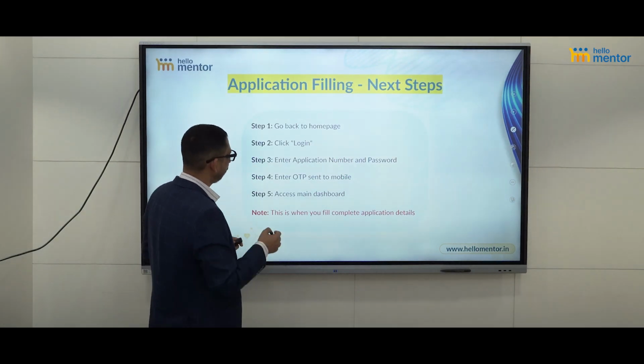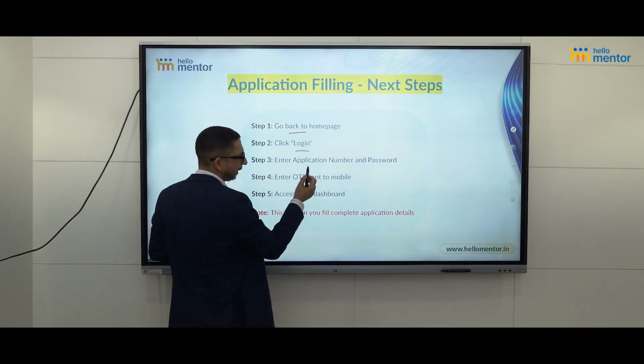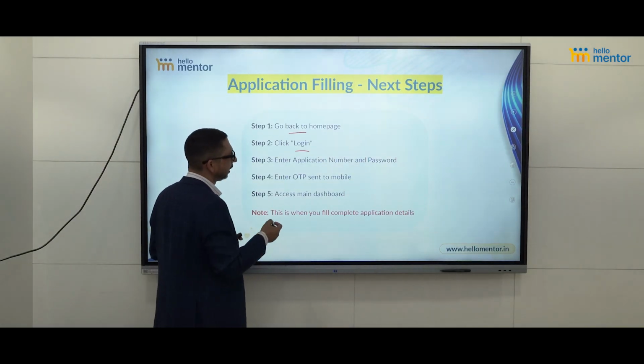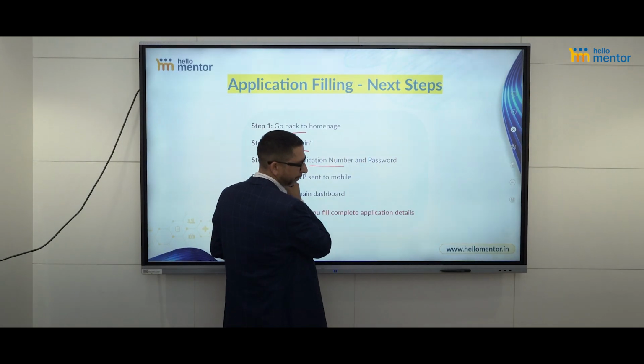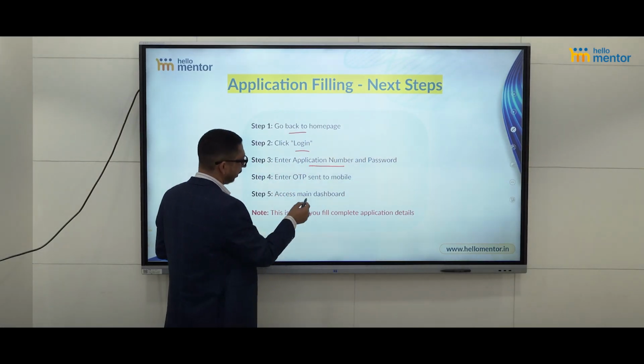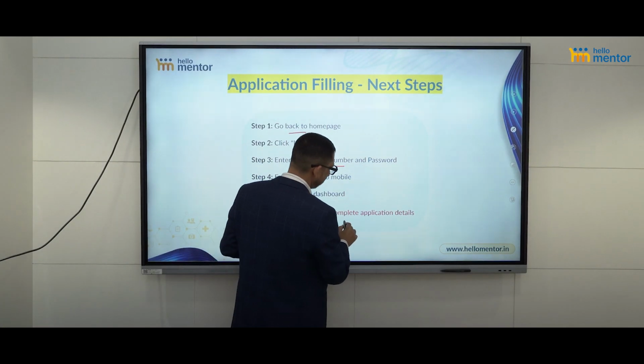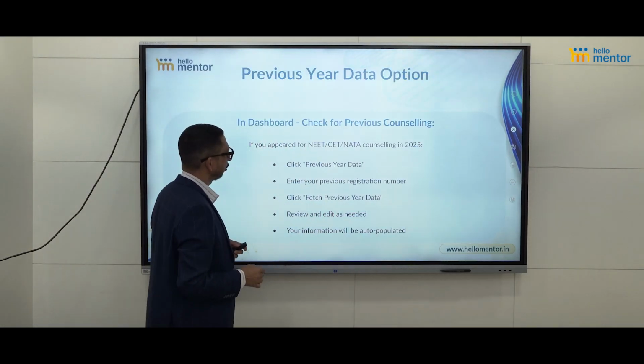Application filling. How do you do it? Go back to home page, log in through the details that you just now entered while registering for CET. Now enter your application number which is given to you, which is just downloaded, and password. Enter the OTP and then access is to the dashboard. Now you can start the application process and finish it off.